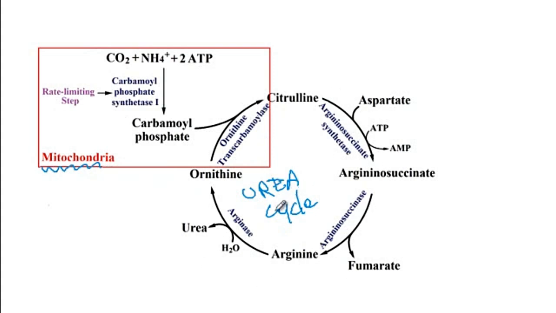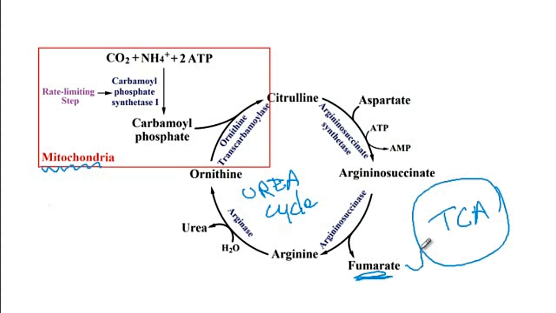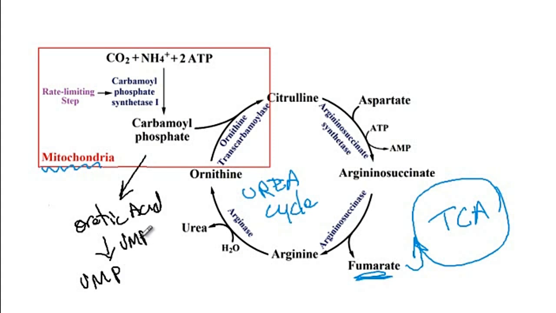Now I would also like you to know that the urea cycle can be connected to the TCA cycle via the fumarate. And then from the purine pyrimidine synthesis pathway, you may recall that carbamoyl phosphate could be converted into orotic acid, which will form the UMP via the uridine monophosphate synthase enzyme. And the UMP will be converted into UDP and continue to go on until it forms pyrimidines.